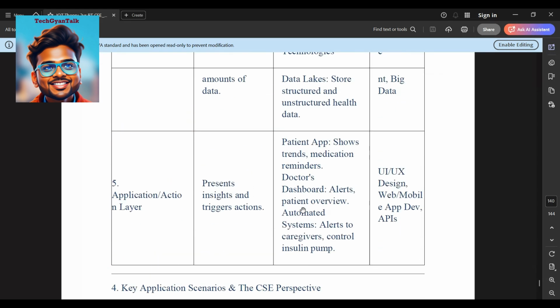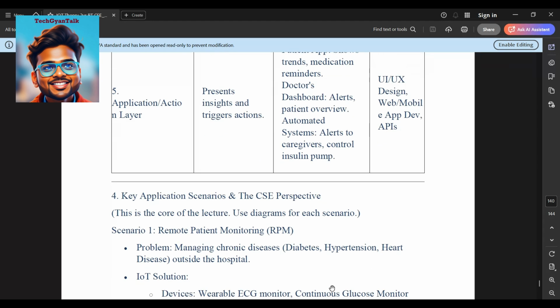And the last one in the IoT layers is the application or action layer. It presents insight and triggers actions. A patient app shows trends and medication reminders, a doctor's dashboard shows alerts and patient overview, and automated systems send alerts to caregivers or control an insulin pump. Relevant areas are UI/UX design, the web domain, and app APIs.